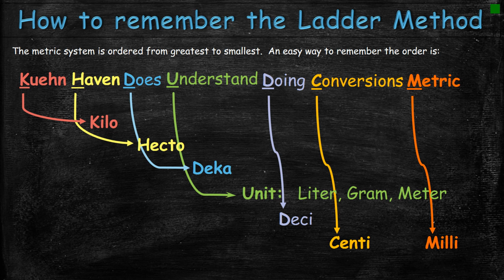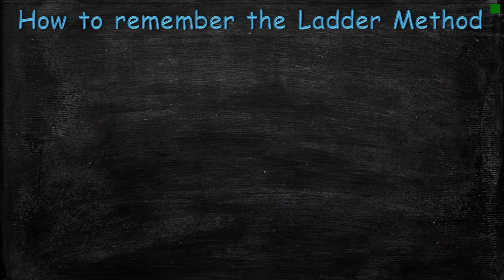No matter what you're doing, even if it doesn't have a ladder method, as long as you remember that saying, you'll be able to answer what units are in the metric system. Okay, so let's see how you do with the ladder method. So if I gave you King, what does it represent? Kilo. So you would write a K.